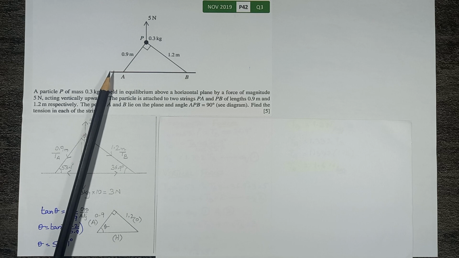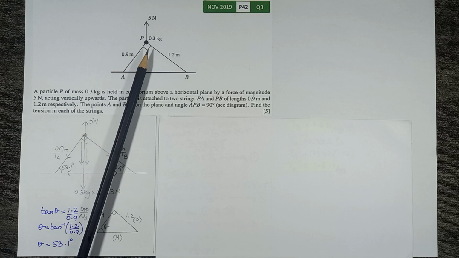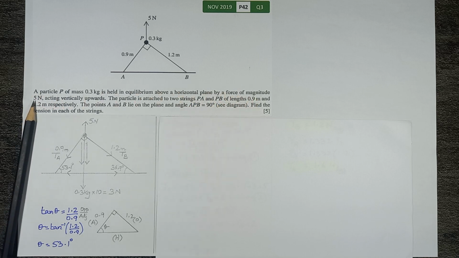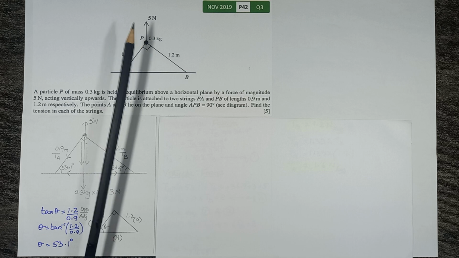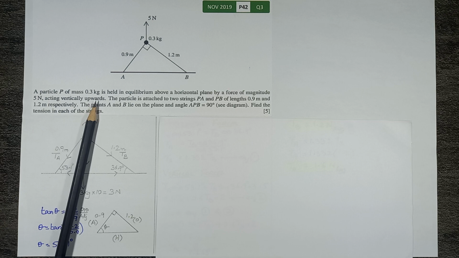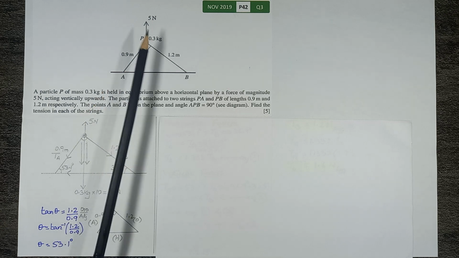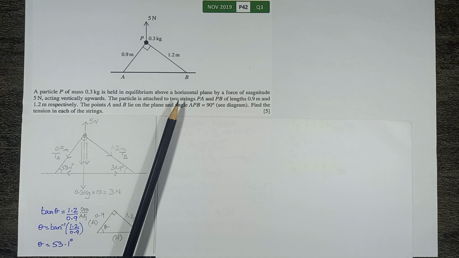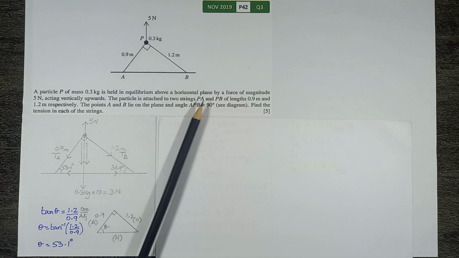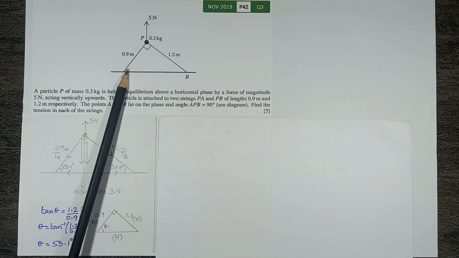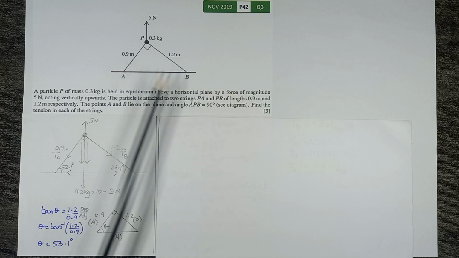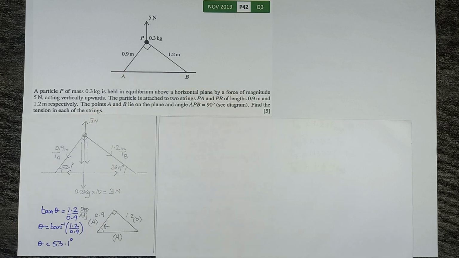That means this AB is representing the horizontal, and this particle is held in equilibrium above the horizontal by a force of magnitude 5 Newton, acting vertically upward. The particle is attached to two strings, PA and PB, of length 0.9 meter and 1.2 meter respectively.